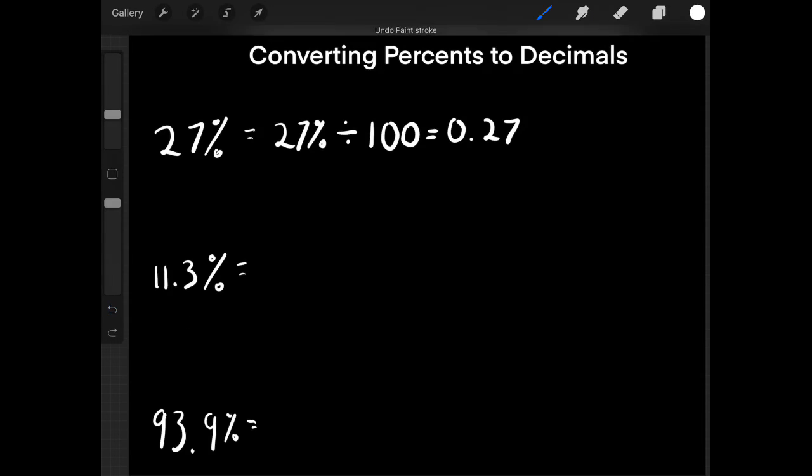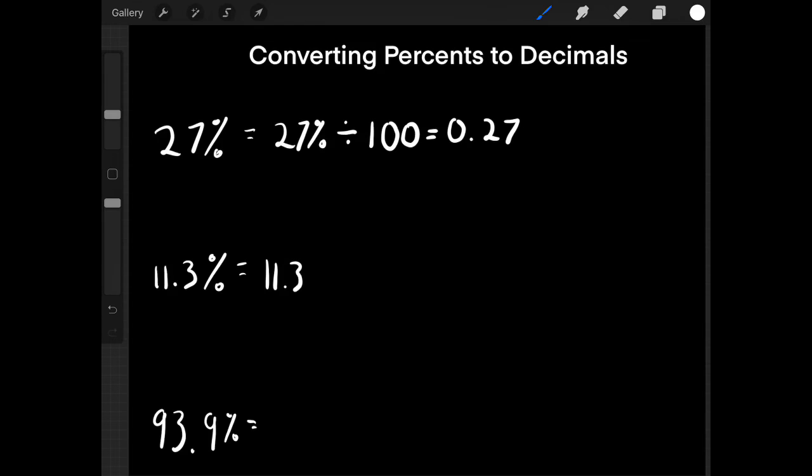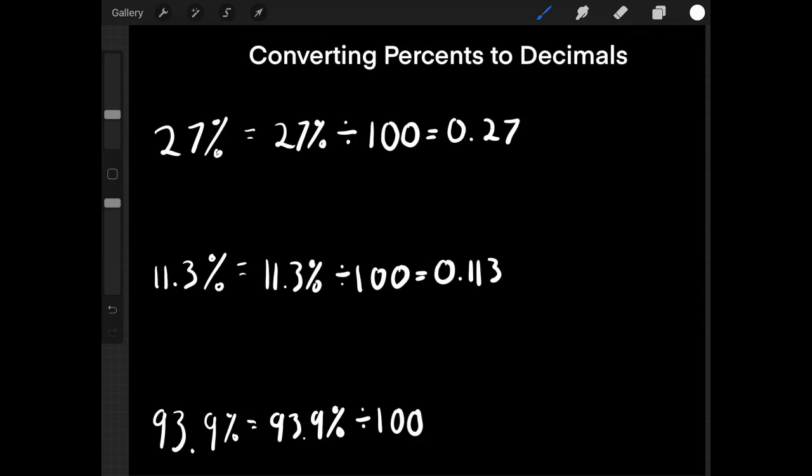Now we're going to do it again with this question here. So we got 11.3%, and we're going to divide it by 100, and we get 0.113. Alright, final one, we're going to take 93.9%, and we're going to divide it by 100, and then our final answer will be 0.939.